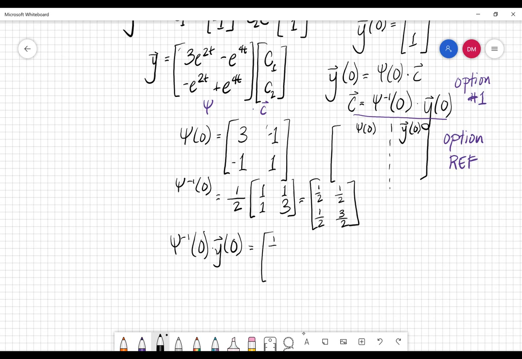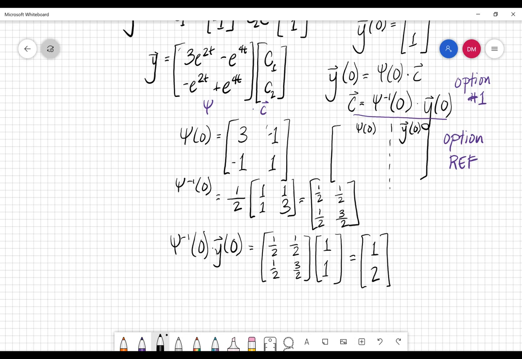So it looks like for our first element here, 1/2 times 1 plus 1/2 times 1 gives us 1. And then we have 1/2 times 1 plus 3/2 times 1, which is 4/2 or 2. And if you got something different, let me know.